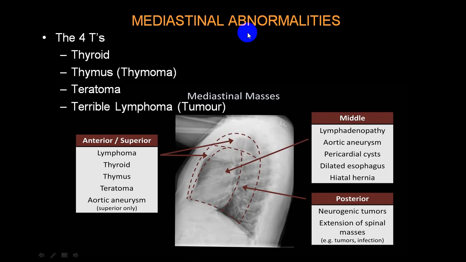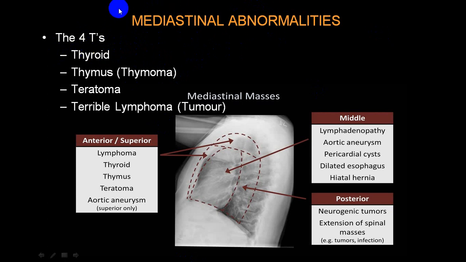Now, what are the common materials which can produce increased opacity or density or increased overlying shadows? Usually we use the word 4 T's. Thyroid gland, usually we call ectopic thyroid gland.